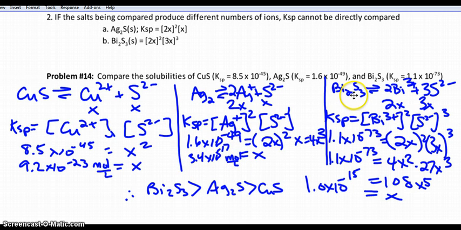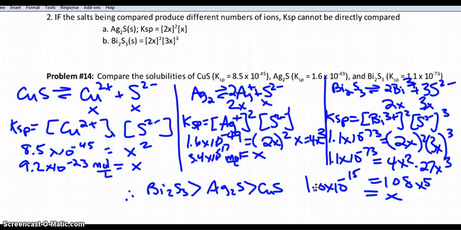Over here was the bismuth sulfide. You can see you have 2x and 3x. We're going to have to square this one and cube this one. So you end up with 108 x to the 5th equal to 1.1 times 10 to the negative 73. When you divide this by 108 and then take the 5th root of it, x equals 1.0 times 10 to the negative 15th.